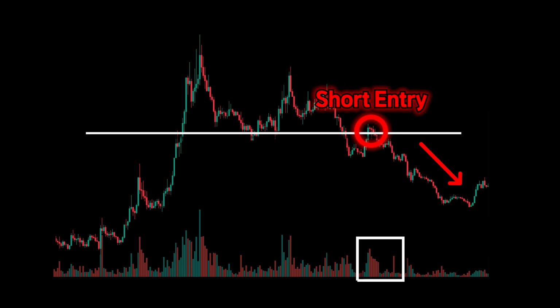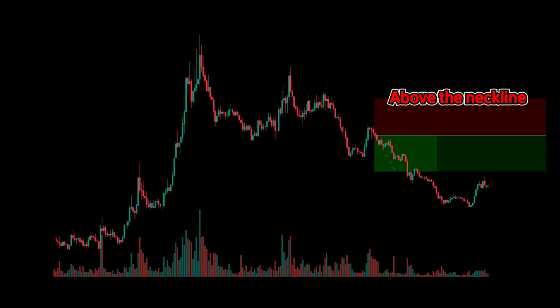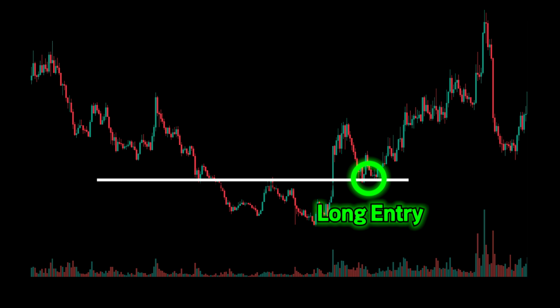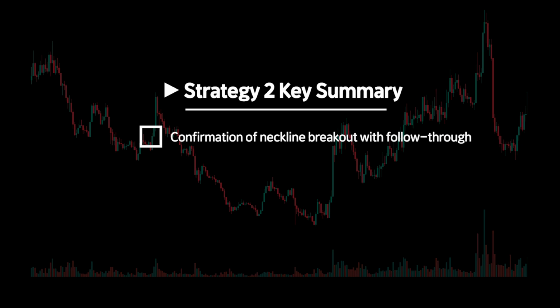If volume drops during the pullback and picks back up when price resumes lower, that adds confidence to the trade. Stop loss goes just above the neckline. If price closes back above it on a candle close, the resistance flip has failed. Exit the trade. Target is the same measured move as strategy 1. For a double bottom, wait for the pullback to the neckline after the break, confirm it holds as support, and enter long.